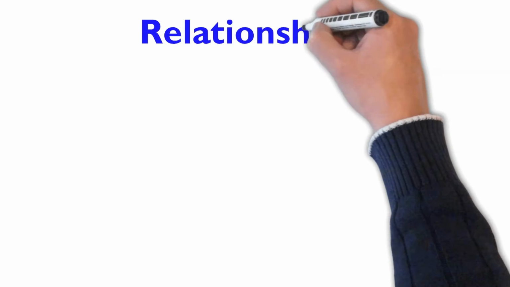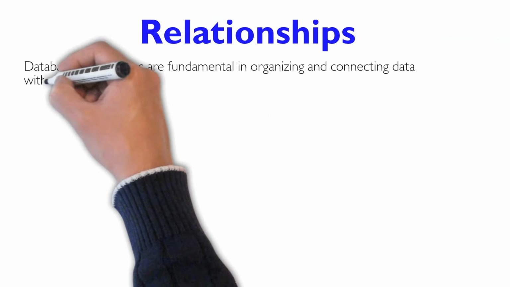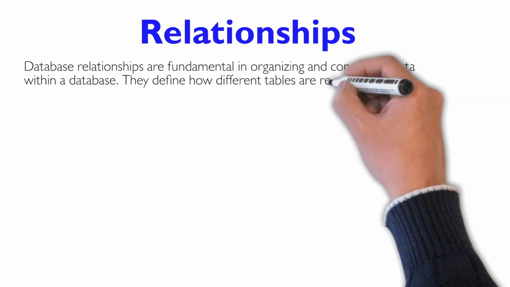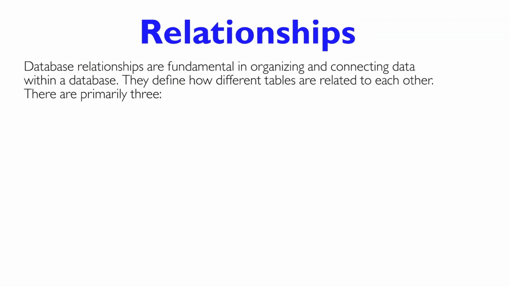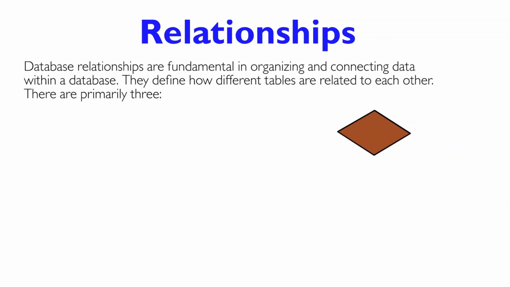In this lesson, guys, we're going to be talking about database relationships. They are fundamental in organizing and connecting data within a database. What they do is define how different tables relate to each other. You can consider it as the interaction between 2 entities or tables. It is typically represented by means of a diamond connecting entities participating in a relationship.